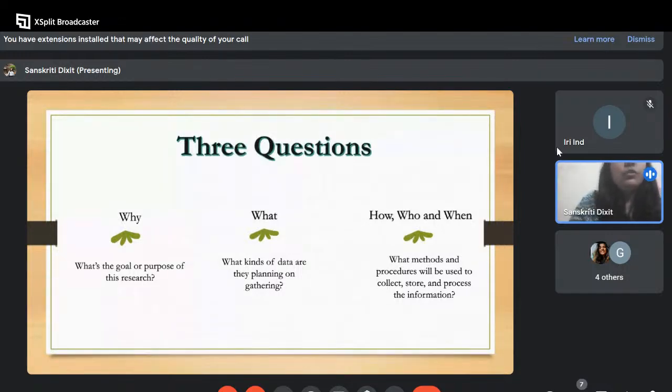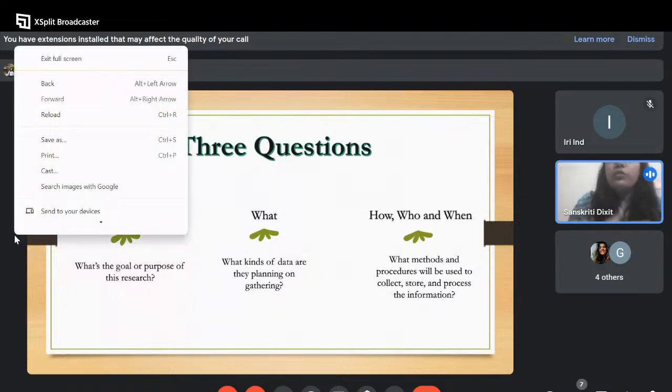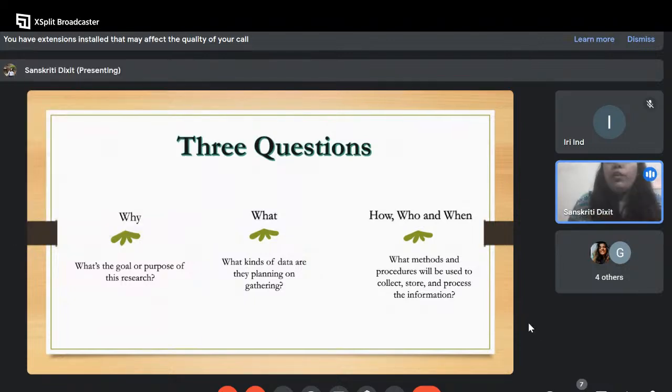So what is the goal? What is the goal and the purpose of the research? Why are you trying to do it? Are you trying to do something new, or are you trying to add something to what already exists? You need to know that. If you don't know, it will be very difficult for you to understand what type of data you are trying to collect. Then the second point: what kind of data are you planning to gather?